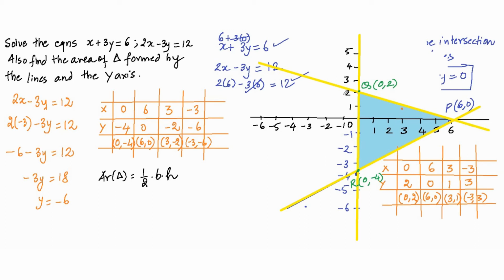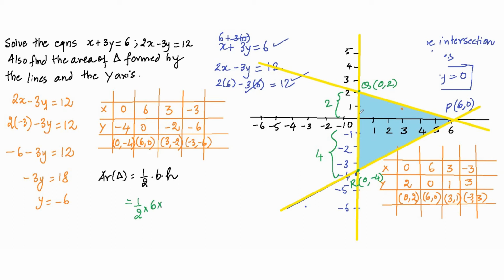So how much is the length of QR? You will notice that Q is 2 levels above the origin and R is 4 levels below the origin. Therefore, the complete base is 6 units, right? So the area will be half into base, which is 6 units.